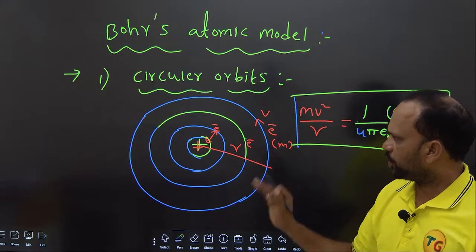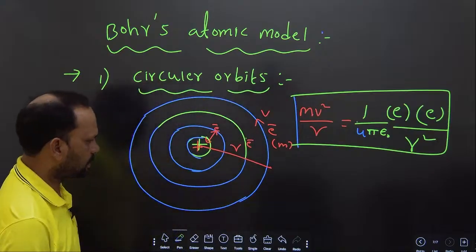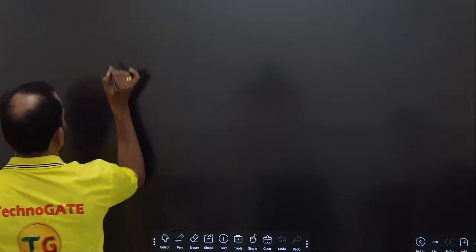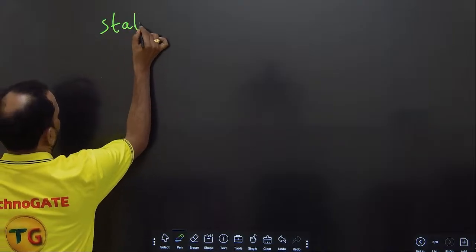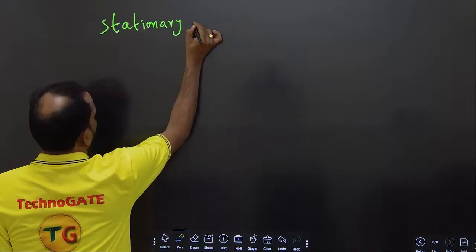So this is the first postulate. What is next? The second postulate is called stationary orbits.